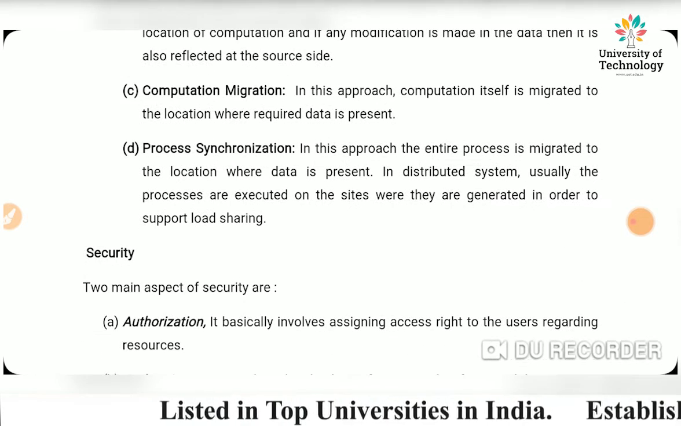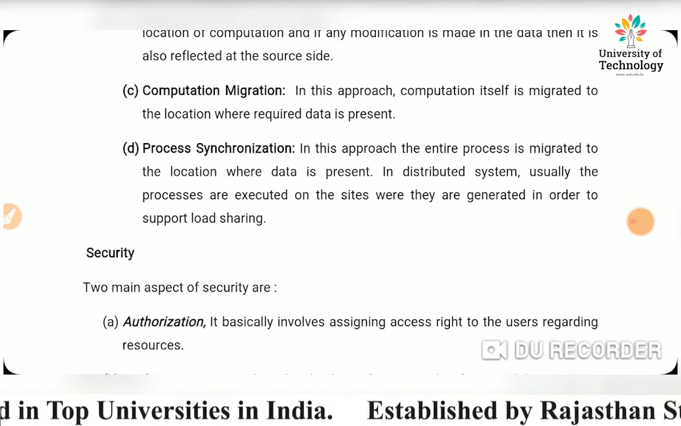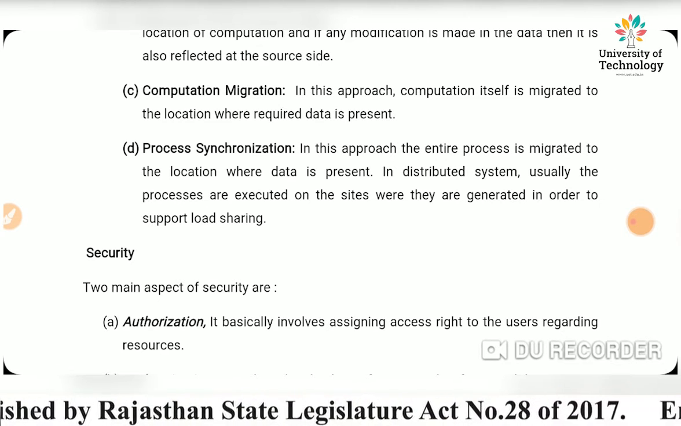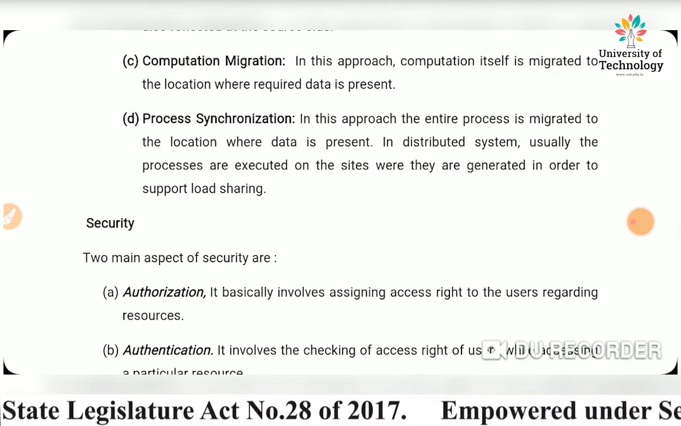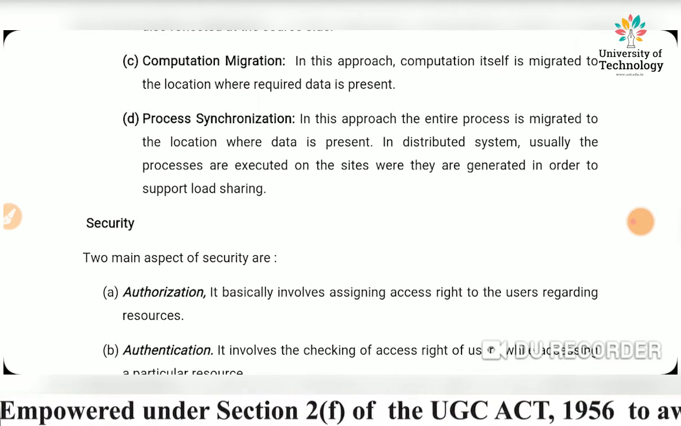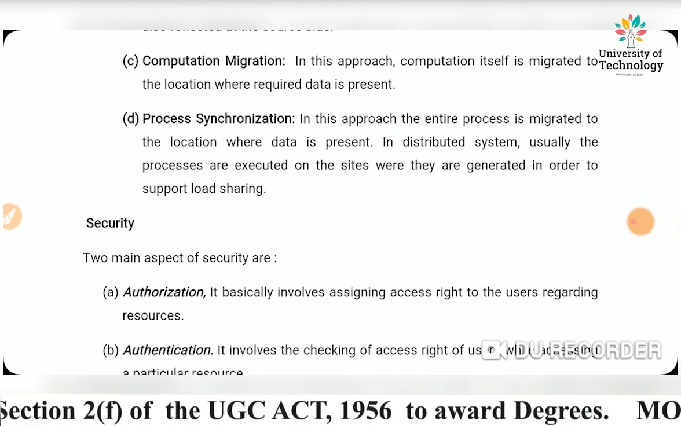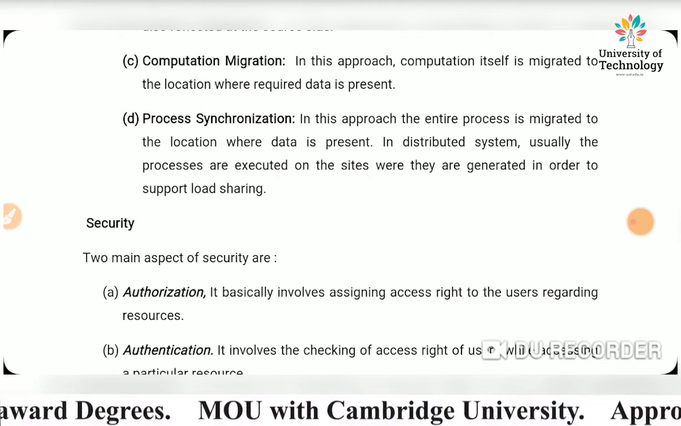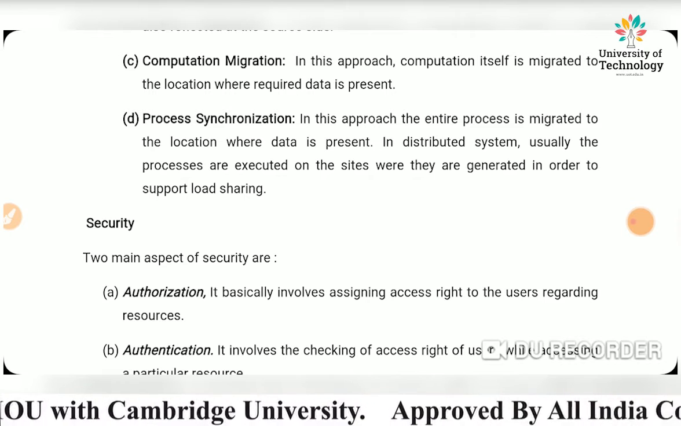Next, security. Two main aspects of security are authorization and authentication. Authorization basically involves assigning access rights to the users regarding resources. Authentication involves checking the access rights of users while accessing a particular resource.